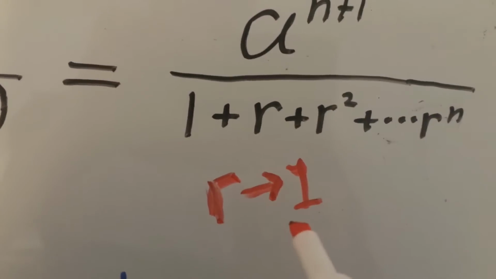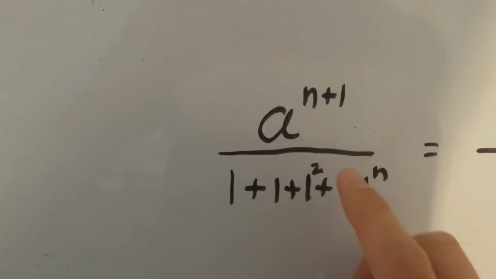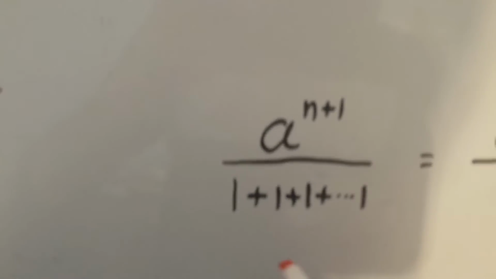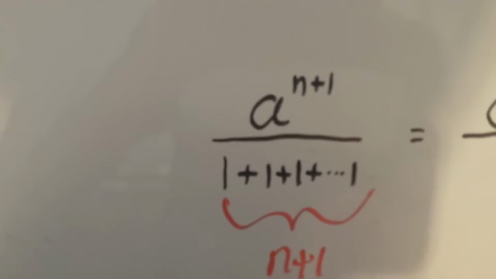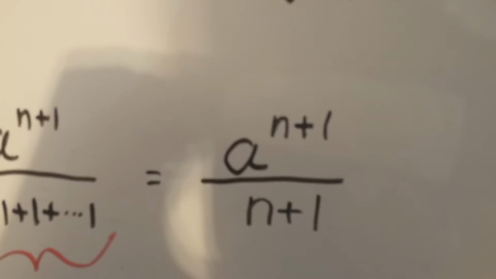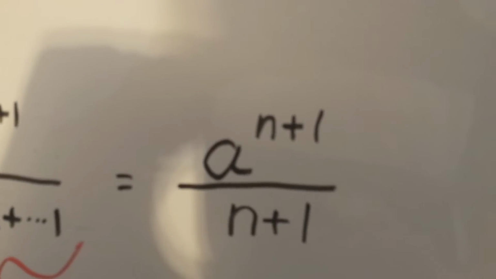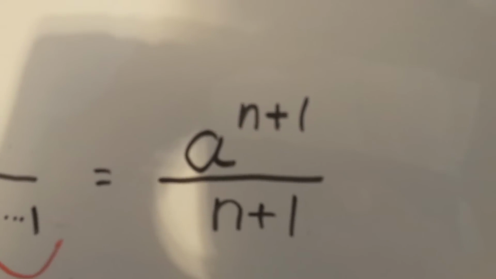When r approaches 1, or if we suppose that r equals 1, we get this. And that's just the same as this, having n plus 1 of these, which finally gives us this. And this is the area under the curve. It should look familiar. It is the equation for integration for an area under the curve given at a point of A.